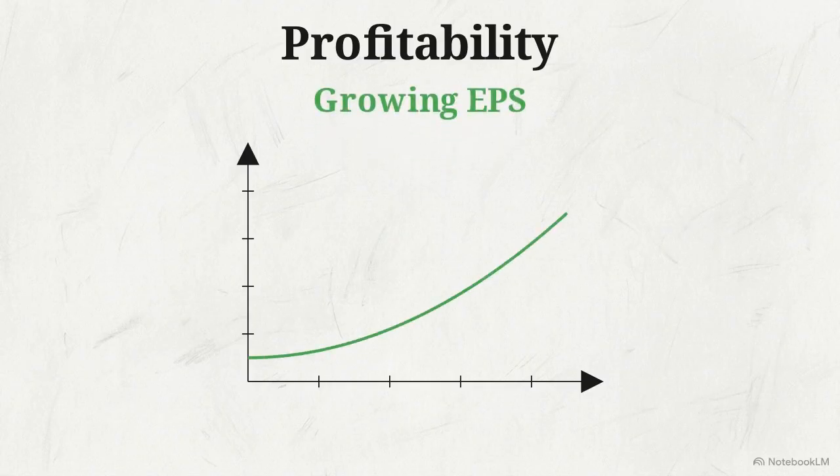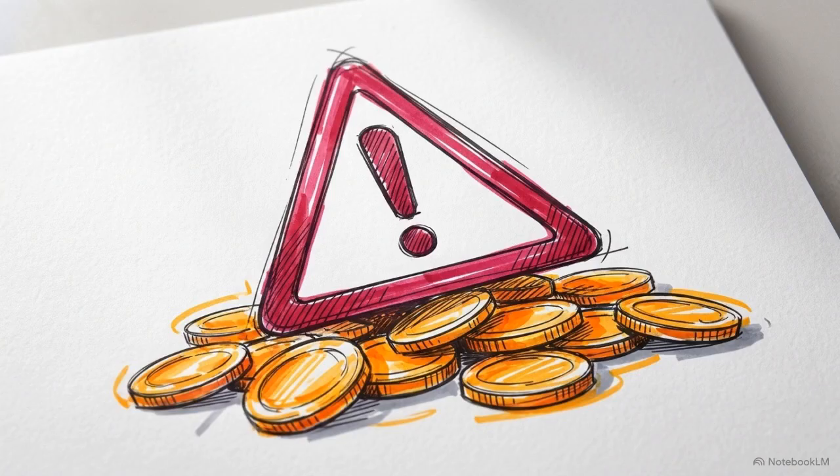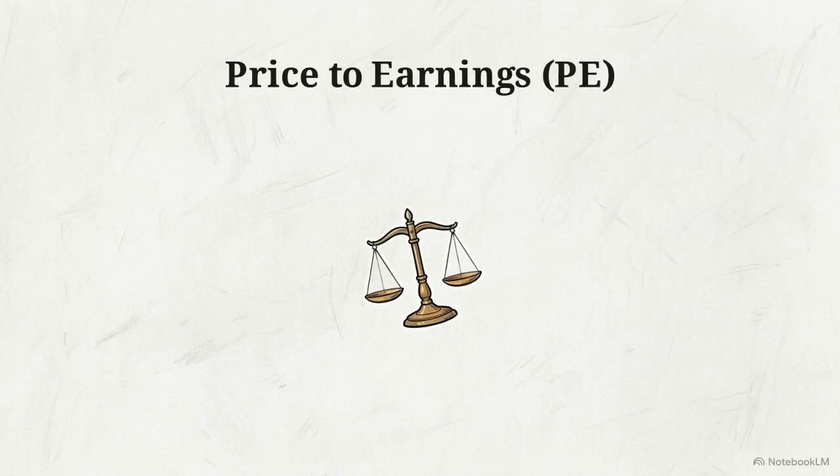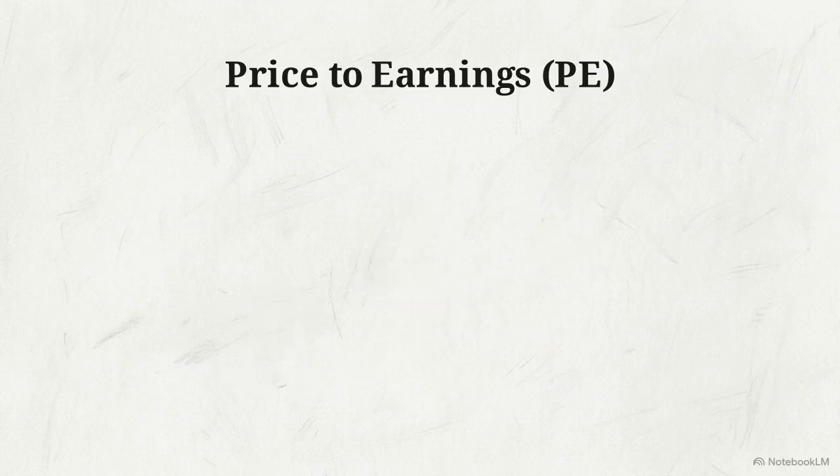But knowing how much profit a share makes does not help us unless we also know how much it costs to buy that slice in the first place. Profitability alone cannot tell you if the stock is cheap or expensive. This leads us to valuation. Let's say Alpha Corp has an EPS of $10, but the market price for one share is $500. To figure out if this makes sense, we calculate the price to earnings, or PE ratio.